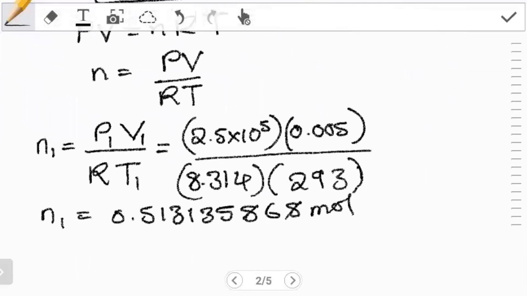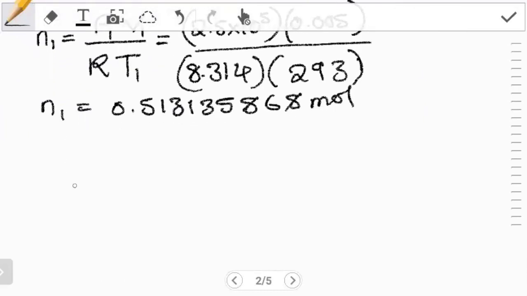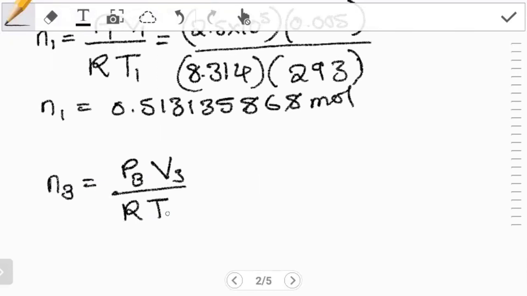Okay, now let's quickly go to what happens after the tap has been opened. So we want to find the number of moles N3 after the tap has been opened. The equation we're using is PV, so it's pressure 3, the volume 3, divided by RT3, where T3 is the temperature after the two gases combined.